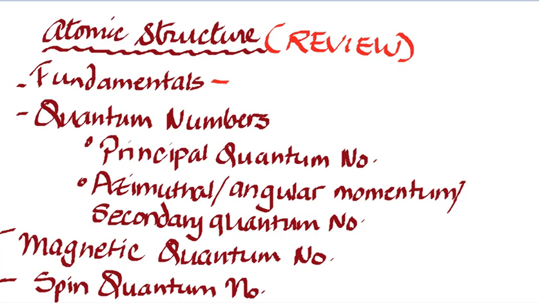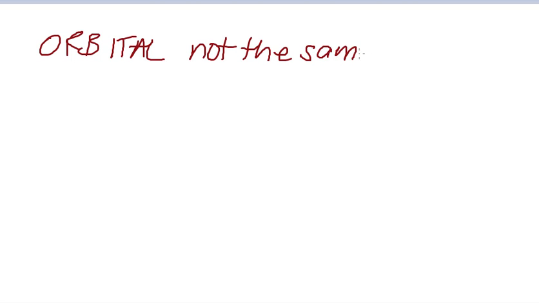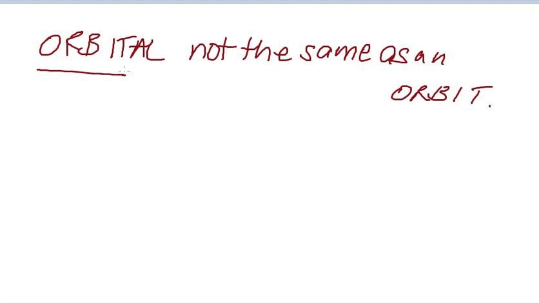So in this video, we're going to start off discussing the very basic concept of an orbital. What is an orbital? And my mouse just stopped working, but there we go. An orbital, first of all, is not the same as an orbit. They are two different words with two different meanings. An orbital is really just that three-dimensional space around the nucleus where the probability of finding the electron is maximum.